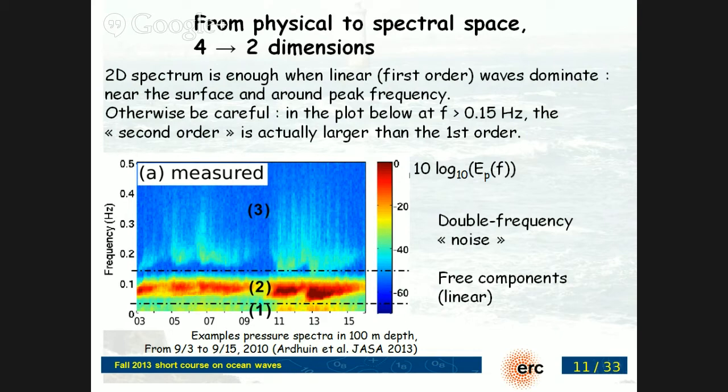This is an example of a pressure record taken from a tide gauge, which is in 100-meter depth just offshore of here. And what you have here is a frequency spectrum. So we have frequency on this axis as a function of time. So this was a 2-week experiment. And again, this is a log scale. So you have most of the energy in red here. But you can see that at higher frequencies, you have some blue, yellow stuff here.